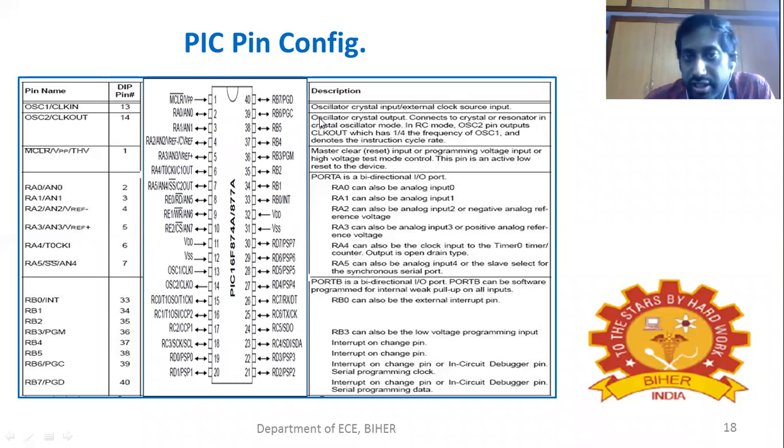In PIC microcontrollers, a crystal oscillator is connected. The clock output is 1/4 the frequency of the oscillator input. So if we choose an oscillator of 4 megahertz, the frequency is 1 megahertz. Normally it supports up to 20 megahertz. So the instruction cycle depends upon the connected oscillator and the frequency of the oscillator used. So these are all the various pins of the PIC microcontroller.